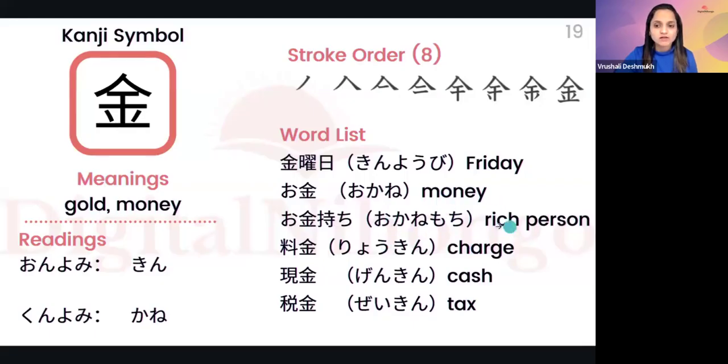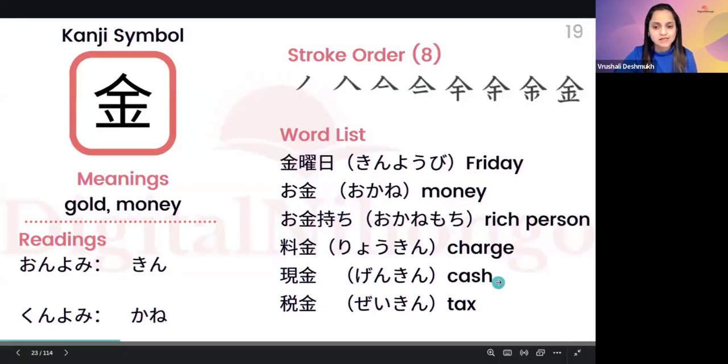Okanemochi, rich person. Motsu means to have, so the person who has money. Okanemochi is rich person. Then ryokin is charge. Genkin, cash. Gen is original. Original money is cash.